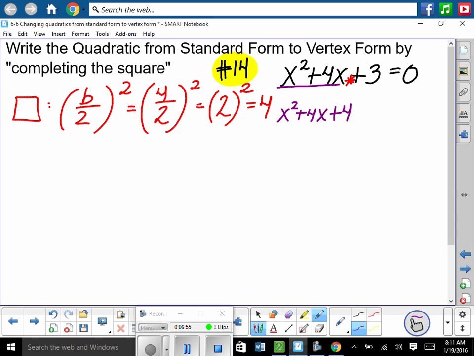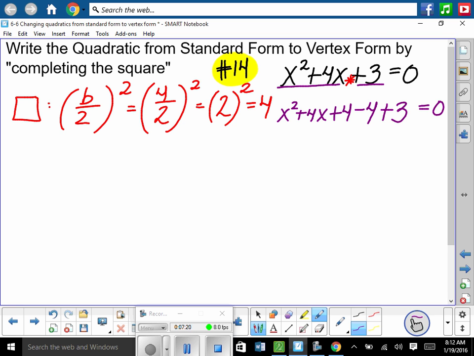Does that make sense, everybody? So does everybody understand that I'm adding the 4? I'm adding the square right here. Well, if you add 4, you've got to subtract 4 to even it out, because you can't just magically add 4. And then don't forget we still have this plus 3, and it's equal to 0. Is everybody comfortable up to here?